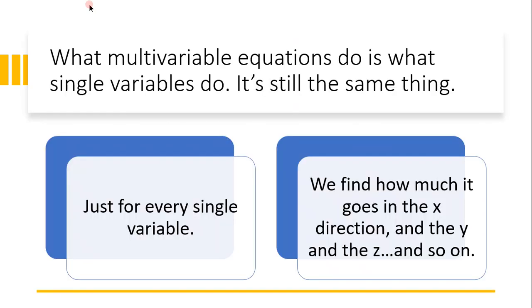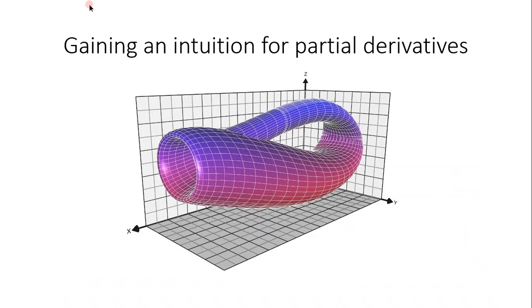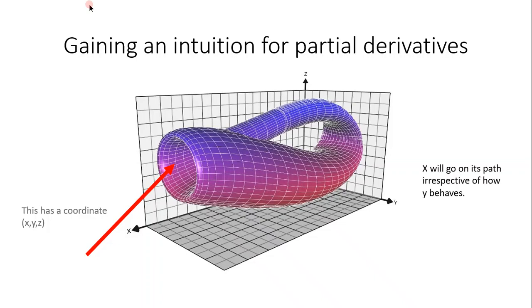What multivariable equations do is what single variables do. It's still the same thing, just for every single variable. We find how much it goes in the x direction, and the y direction, and the z, and so on. So let's have a look at this graph. Let's pick a point, and it has the coordinate x, y, z.